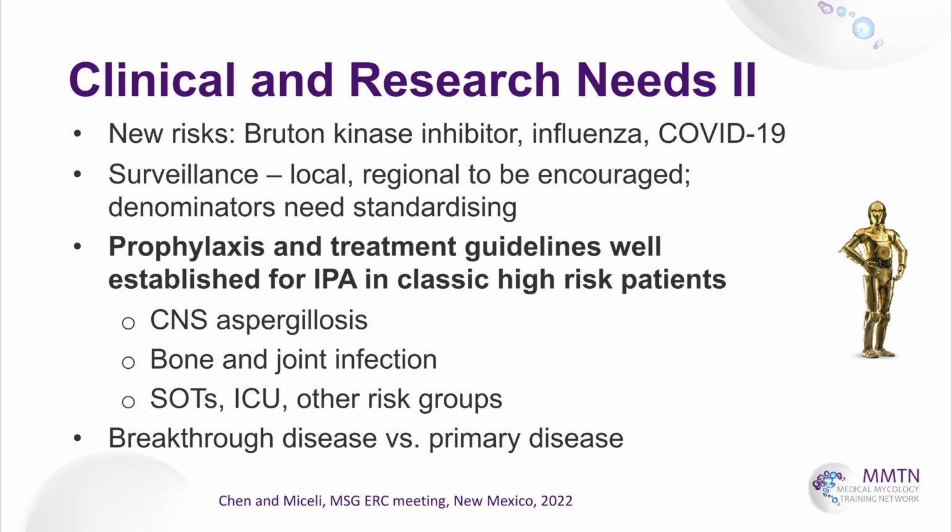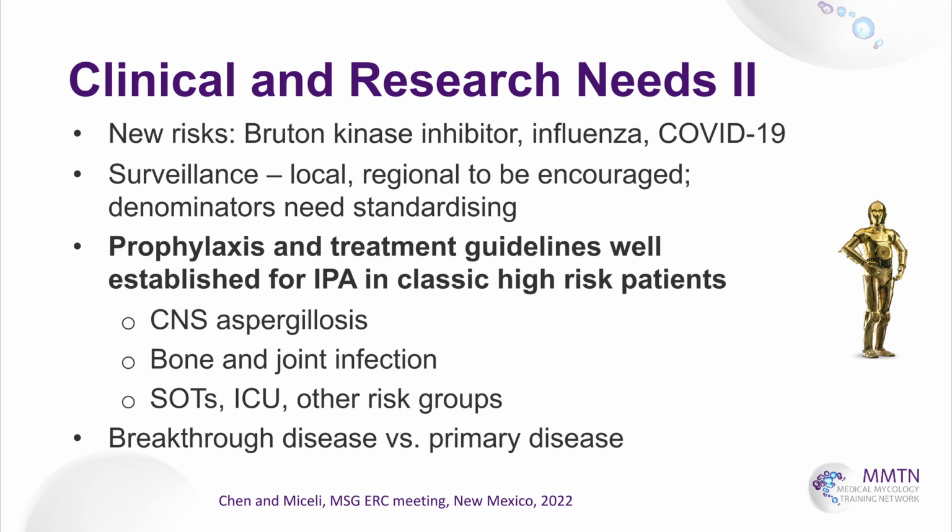New risks. We've talked a little about this, so I won't say very much. But I guess we have prophylaxis and treatment guidelines. The ECMM have guidelines, IDSA have guidelines, and the Asia Pacific has guidelines. But we don't know how to prophylax and treat CNS aspergillosis, bone and joint infection, and to recommend guidelines for patient groups outside of hematology and oncology, including solid organ transplants, including ICU, including COVID patients. Do we prophylax these patients or not? Good questions. And what do we do about breakthrough disease versus primary disease?